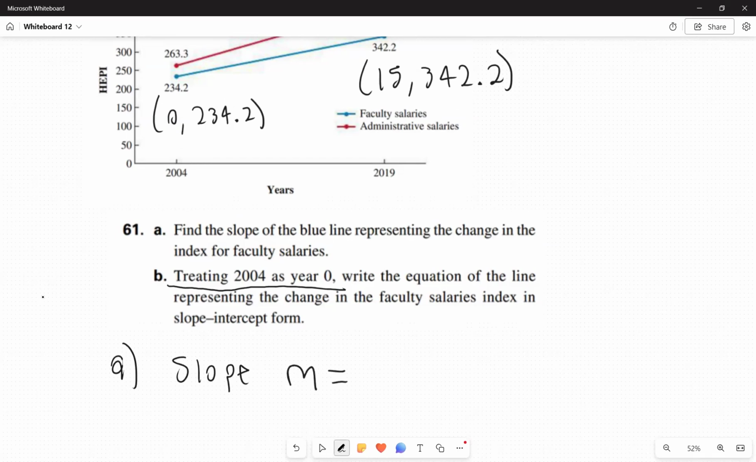The slope is denoted with the letter m, and is the rise over the run. That is the change in y over the change in x. This 342.2 minus 234.2 over 15 minus 0.